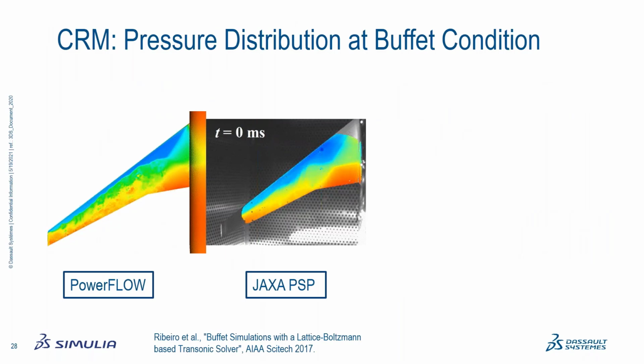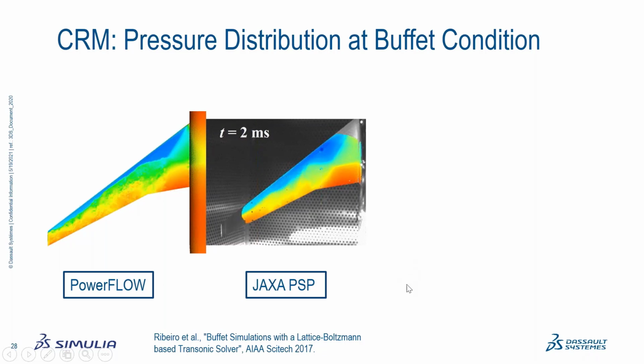Since we also ran this CRM simulation at buffet condition, I'm showing now the pressure distribution from the simulation on the left-hand side, PowerFLOW, compared to experimental data. The right-hand side of the picture is from the wind tunnel, where JAXA used a technique that is called pressure-sensitive paint. So the paint changes its reflection, basically its color in the end, and we can compare then the wind tunnel to the simulation. And what you can see here is a very good agreement in terms of shock front, how it changes, because the shock front is basically the crisp line between blue and green, as you can see here.